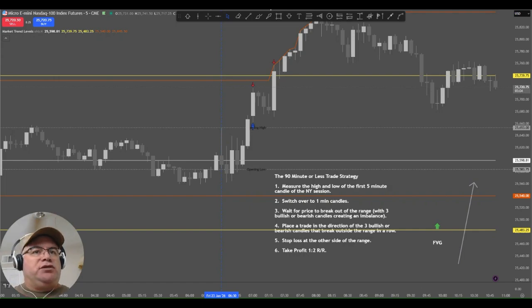Okay, then we're going to switch over to the 1-minute chart. That's number two. Number three, we're going to wait for price to break out of the range with 3 bullish or 3 bearish candles that create an imbalance. And I'll share that here in the video in a little bit. Okay, and then we're going to place a trade, number 4, in the direction of the 3 bullish or the 3 bearish candles with that imbalance. We're going to place a stop loss, number 5, and we're going to set a take profit about 1 to 2 risk to reward. Okay, so stay with me here.